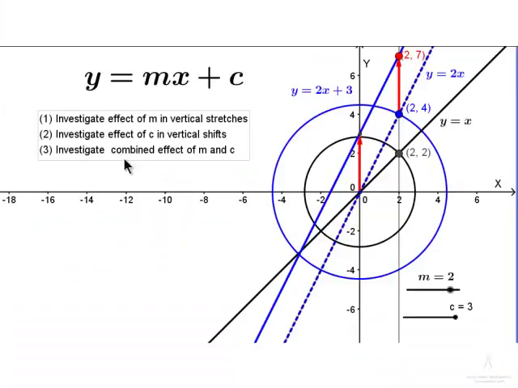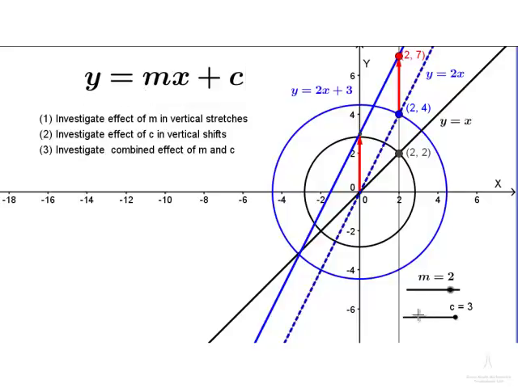We now investigate the combined effect of a vertical stretch and a vertical shift. Now, as you know by now, the parameter m will cause a vertical stretch, while the parameter c will cause a vertical shift. So now we combine the two. We're looking at a defining equation containing both.